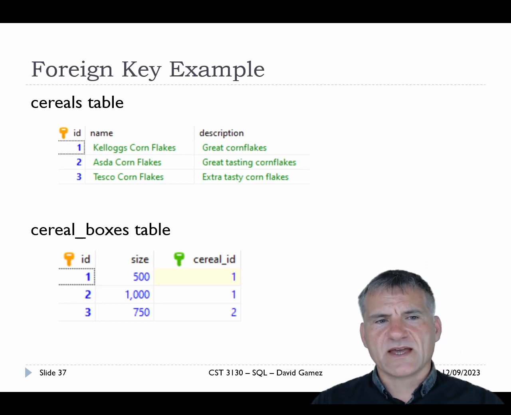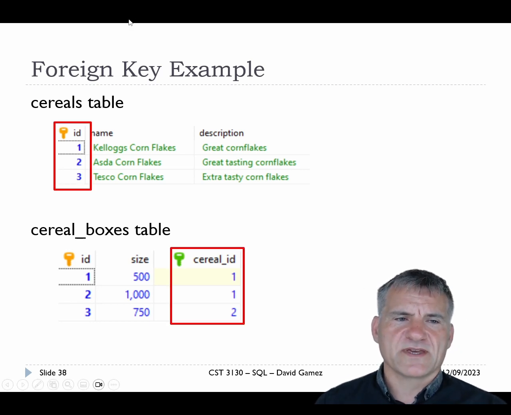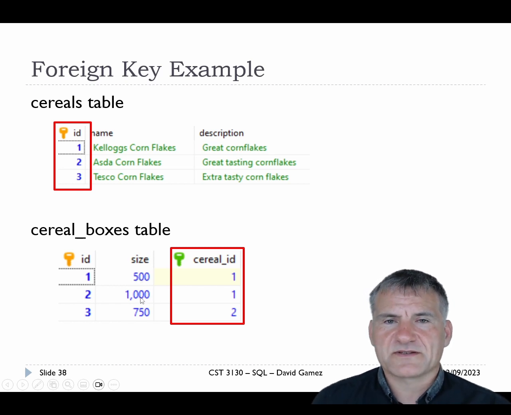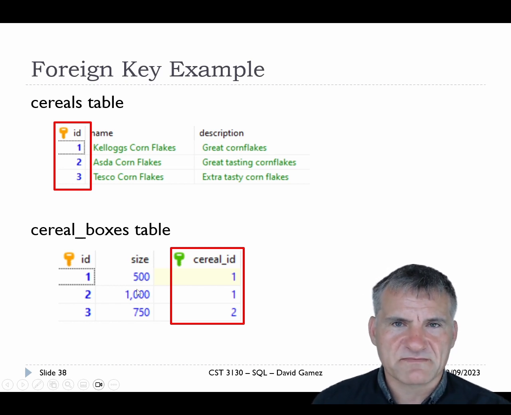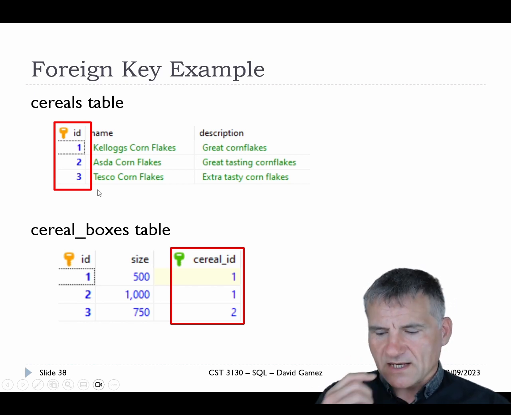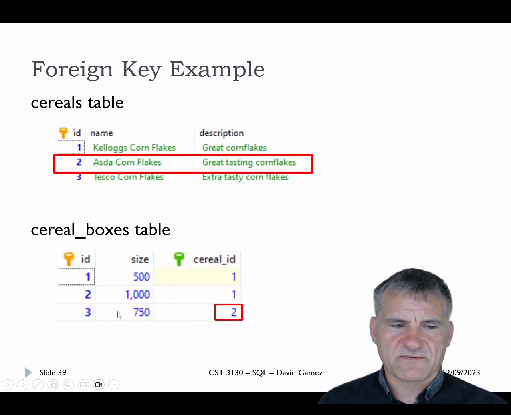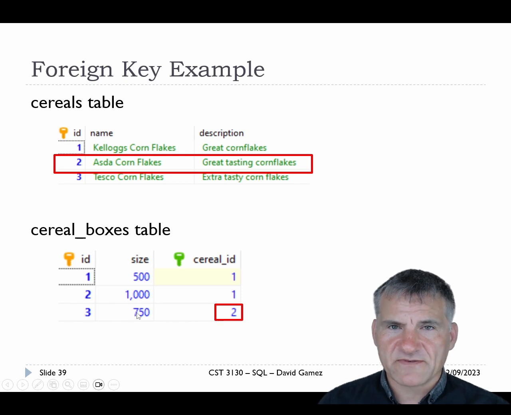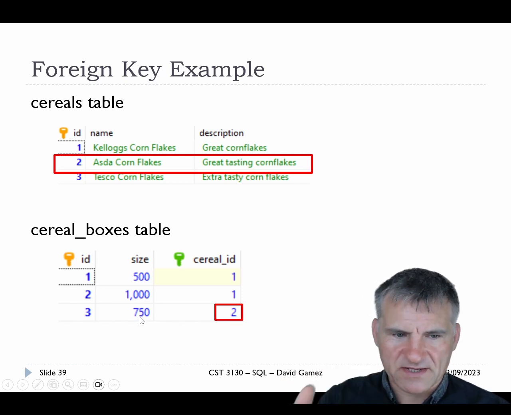So here in the serials table, I've got the ID of each of the different serials, and in the serial boxes table, the serial ID points to the ID here, right? So two rows here can point to the same ID here, because Kellogg's cornflakes appears in 500 gram and 1,000 gram boxes. Hypothetically, I haven't checked this, but that's the idea. And for a specific row, if we have row 3 here in the serial boxes, this is pointing to Asda cornflakes. So what this is saying is that Asda cornflakes appears in a 750 gram box, as recorded in the serial boxes table.